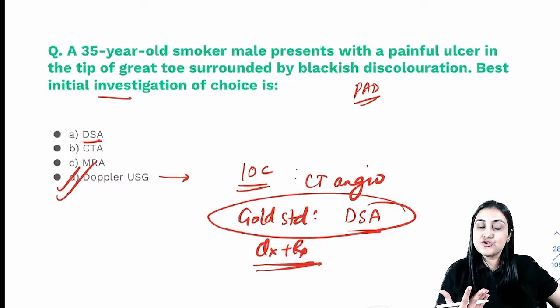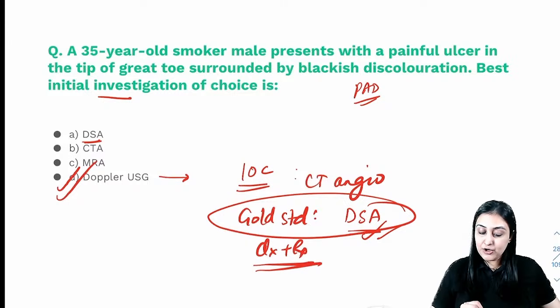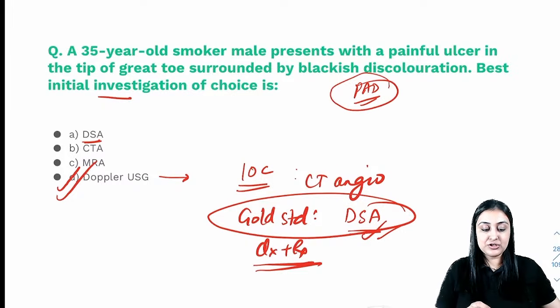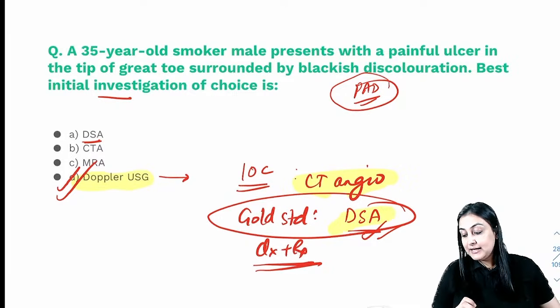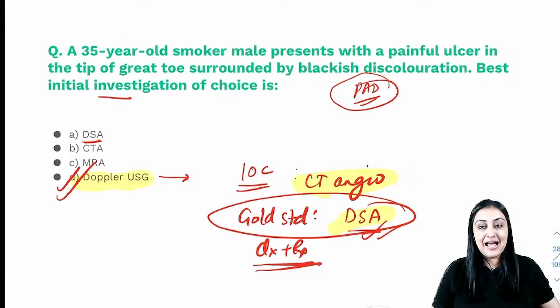Percutaneous balloon angioplasty I can do with DSA. I can put in a stent, so I can treat also. All right, so this is the order for any vascular disease. Remember, first Doppler, best CT angio, then DSA, digital subtraction angiography.